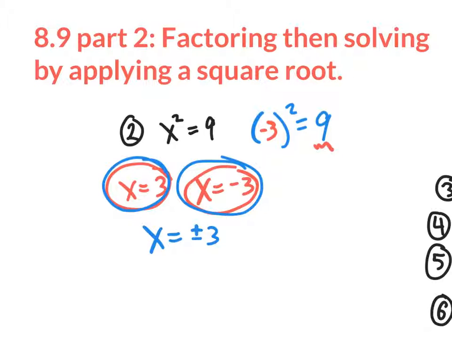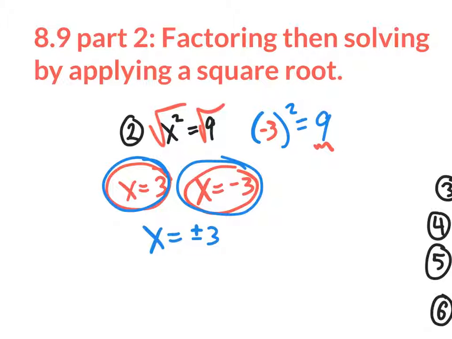Now, what I would like to do is explain this answer of plus or minus 3 in a different way. Instead of logically thinking, what number could I square to get 9, you could think of what we always thought of. Let's get x by itself on one side of the equal sign. So x is here. It has a square. I don't want a square. So how do I get rid of something? I do the opposite. And the opposite of a square is a square root. And what you do to one side, you do to the other side.